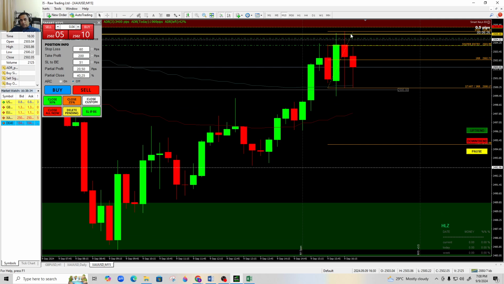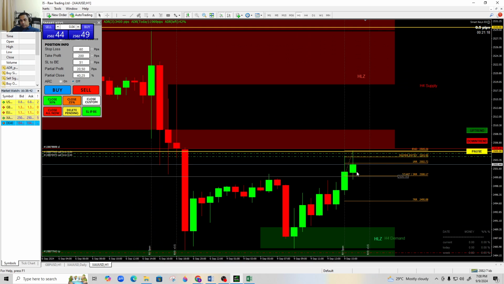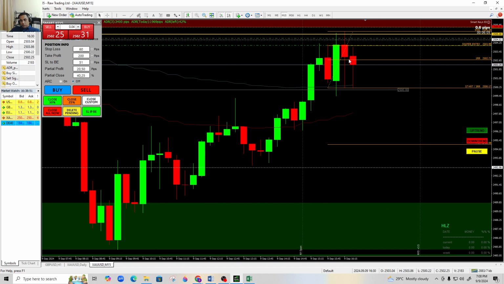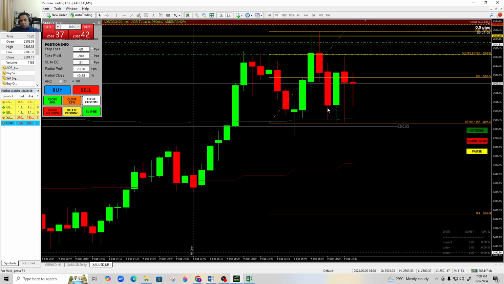And we have price rejecting that area on the M30 time frame, rejecting it, on the M15 time frame, rejecting it, on the M5 time frame, rejecting it.